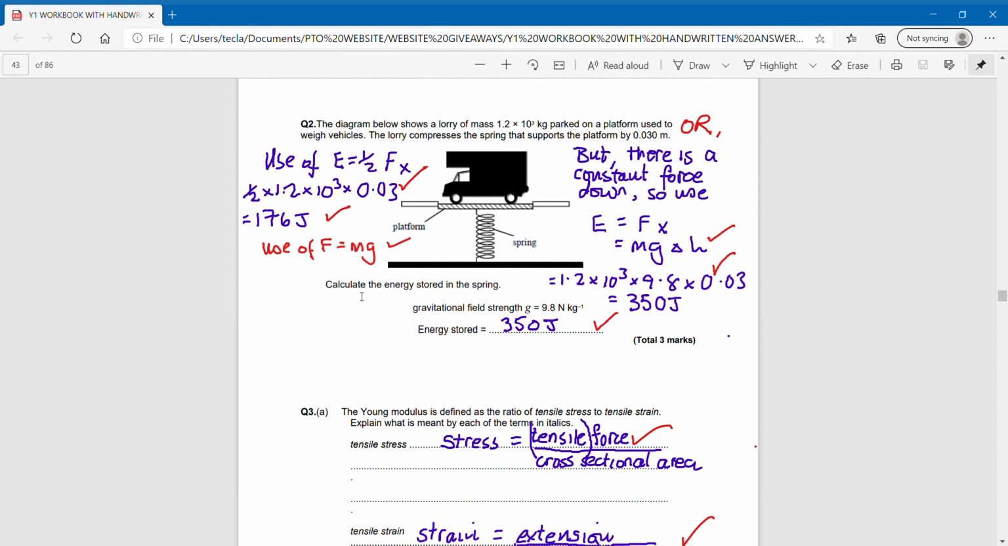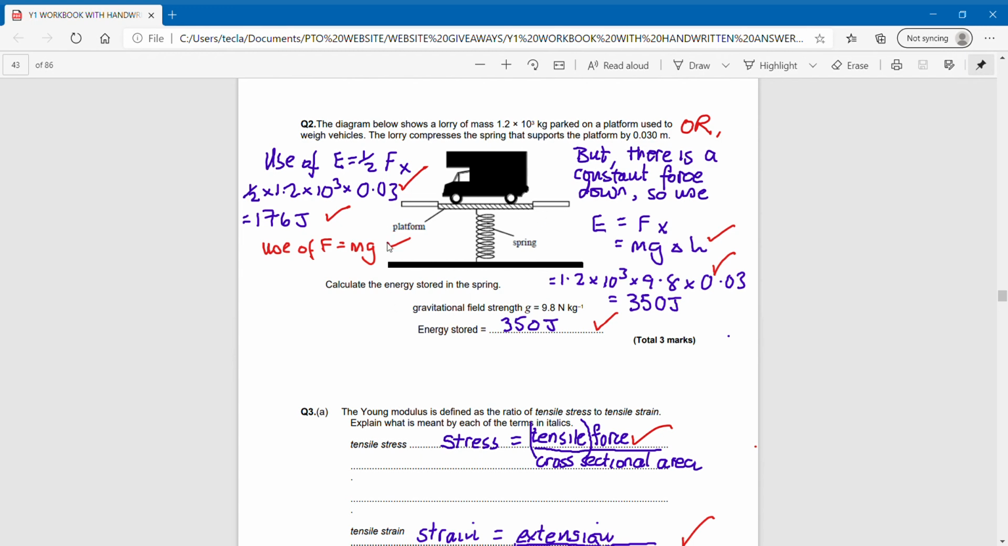The alternative approach would be to use the equation: energy stored by a spring equals half Fx, and you just get half the value that we got here. 1 mark if you've used F equals mg to find the weight, 1 mark for substitution and 1 mark for the final value. The reason why I prefer the method on the right here is because there is, in this situation, a constant force, which is the weight acting down. And the energy transferred to the spring is the reduction in gravitational potential energy.